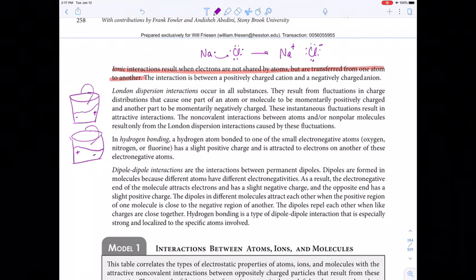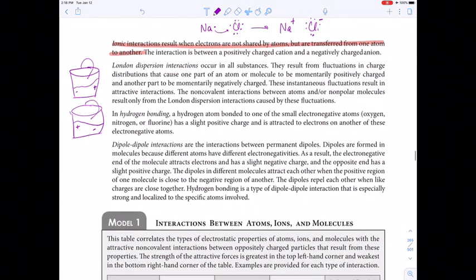So think of London dispersion interactions like water sloshing in a bucket. It fluctuates, it's momentary, and it changes from moment to moment. Okay, hydrogen bonding. Well, let's do some highlighting here. London dispersions occur in all things. The non-covalent interactions between atoms or nonpolar molecules result only from the London dispersion forces. So they are instantaneous, and they are weak.